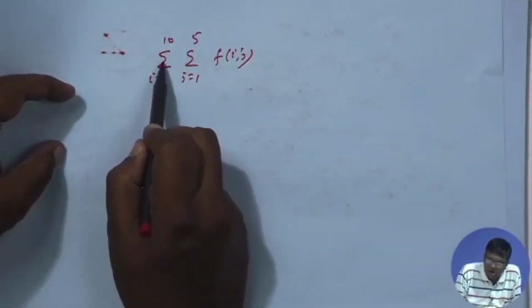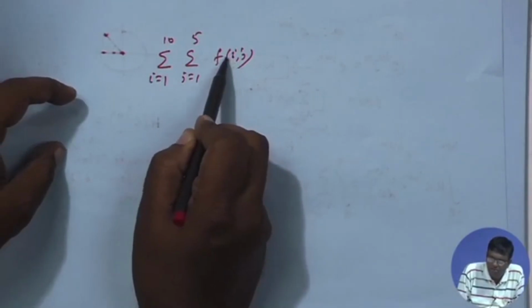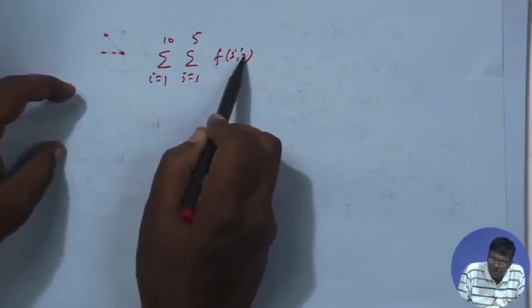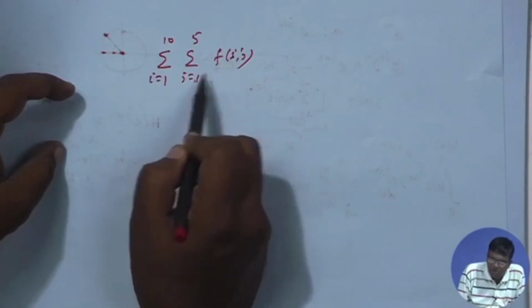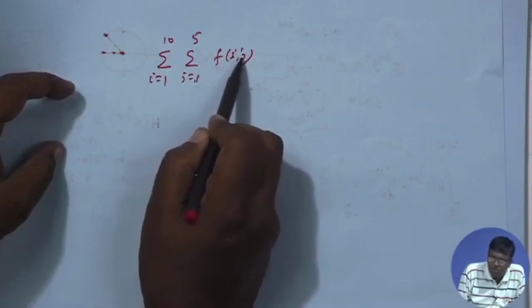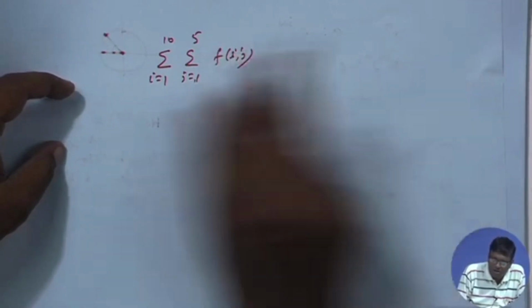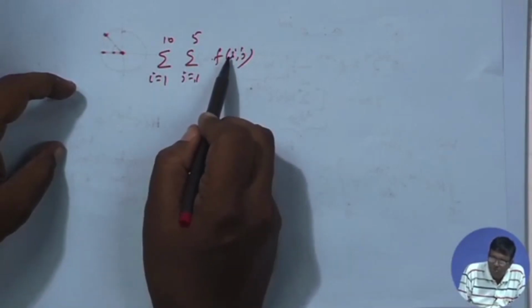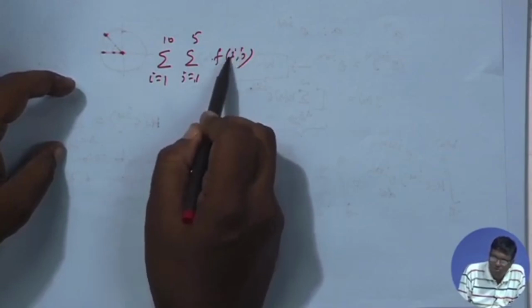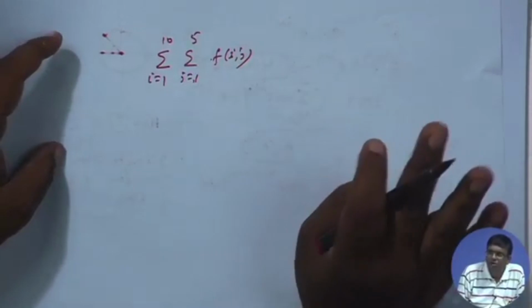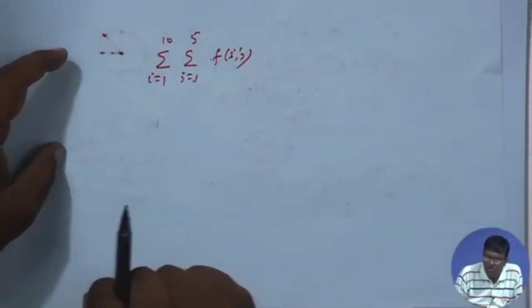Every time you fix an i, say equal to 1, put that here, f with first coordinate 1. Then take j equal to 1, f 1 comma 1, j equal to 2, f 1 comma 2, j equal to 3, f 1 comma 3, like that up to f 1 comma 5. Add them and get a result. Next, change i from 1 to 2, so f of 2 comma 1, f of 2 comma 2, f of 2 comma 3, f of 2 comma 4, f of 2 comma 5. Add them, get another result, and proceed like that and add all of them. This is the meaning of this summation.